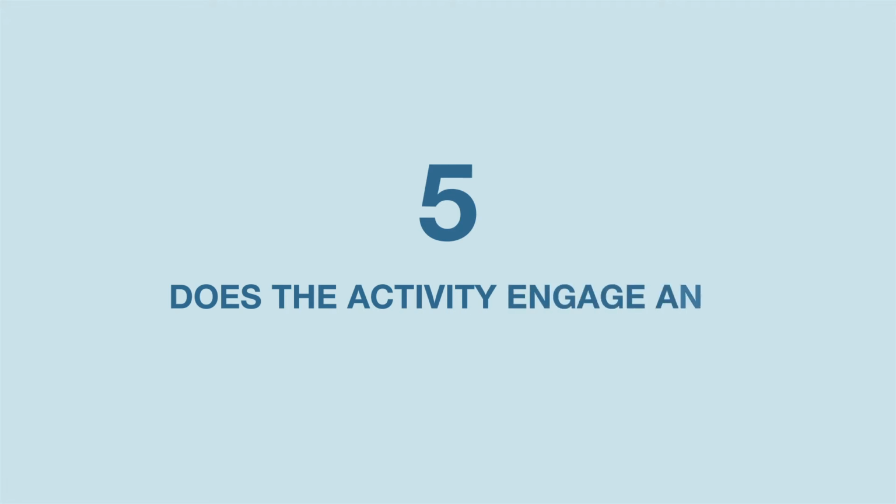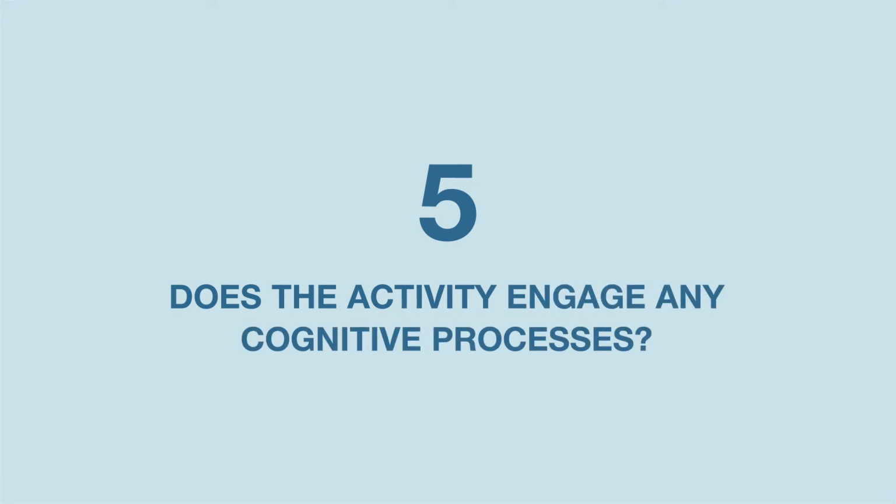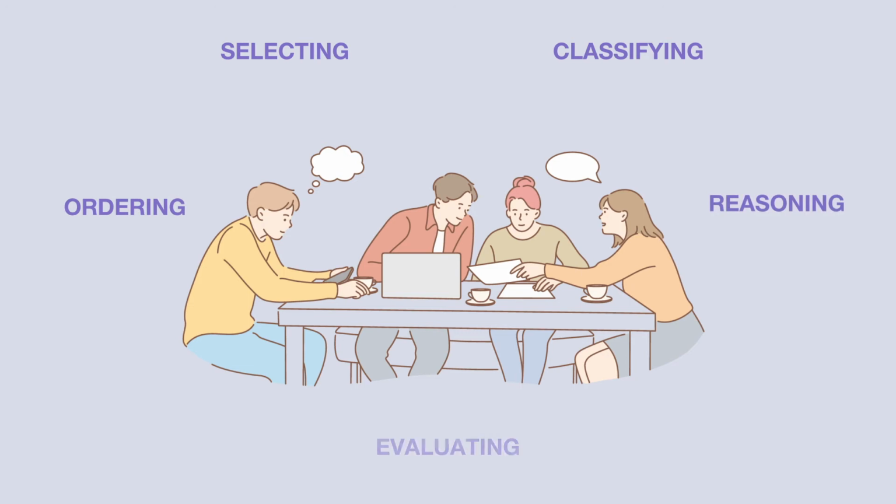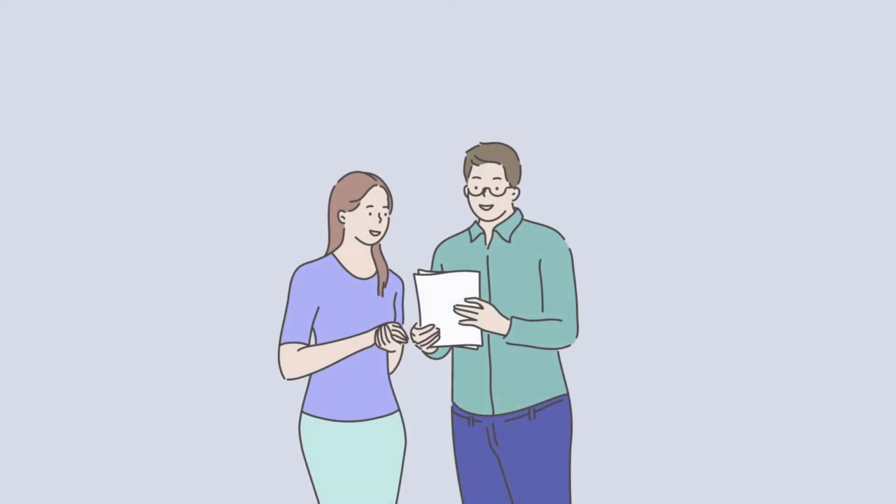Question 5. Does the activity engage any cognitive processes? An activity to be a task should engage selecting, classifying, ordering, reasoning, and evaluating information in order to complete it. These procedures influence the choice of language but let the learner free to think and choose the final grammar form or vocabulary they wish to use.